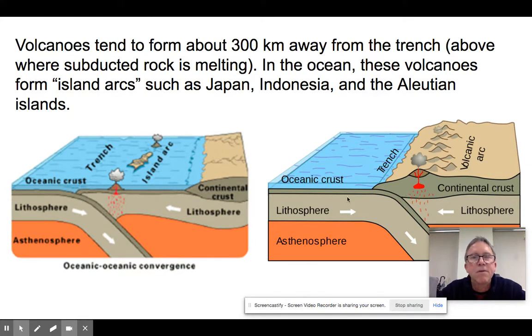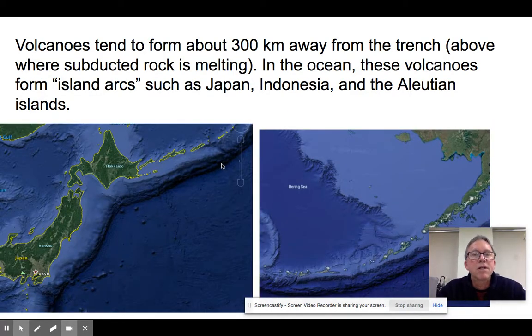We haven't talked about these different types, but when this happens in the ocean, we call these things island arcs. So we get these chains of islands. These trenches tend to be curved shaped, so arcs. So let's just take a look. Japan, Indonesia, the Aleutians, I could go on, the Caribbean, there are so many of these in the world. I'll just look at a couple of them here.